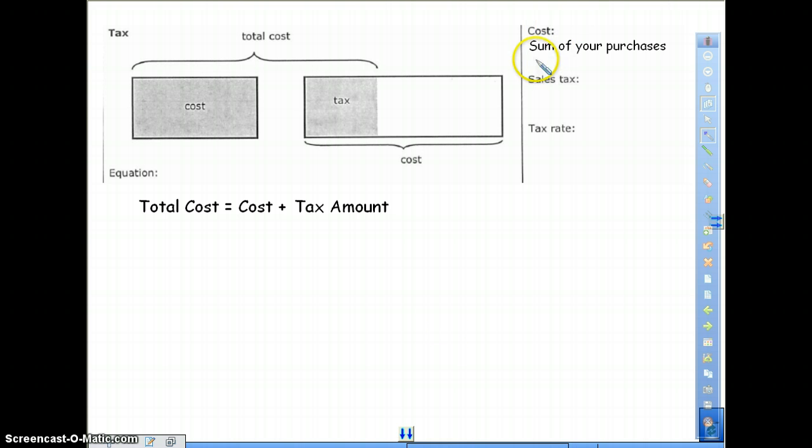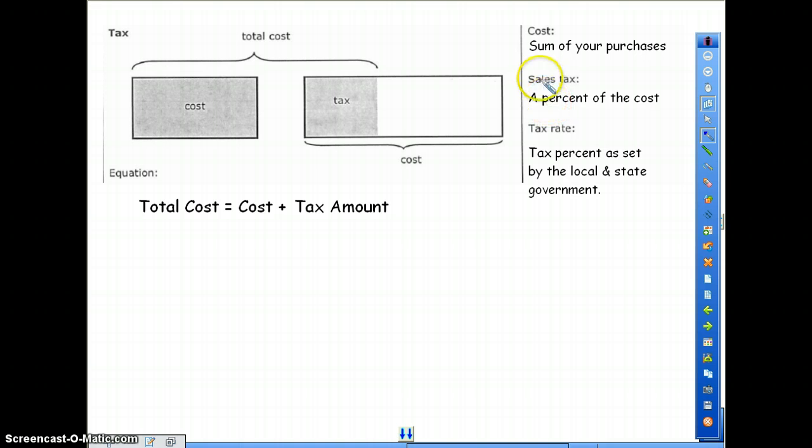What's the cost? It's the sum of your purchases, of course, before tax. Sales tax is a percentage of the cost. Sales tax is always added on. Tax rate, sometimes you see the word rate. Tax rate is a tax percent as set by a local and state government. All right, let's pause the video there.